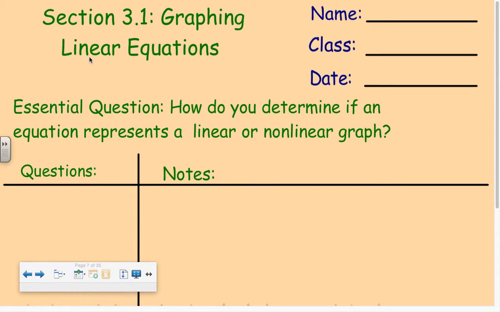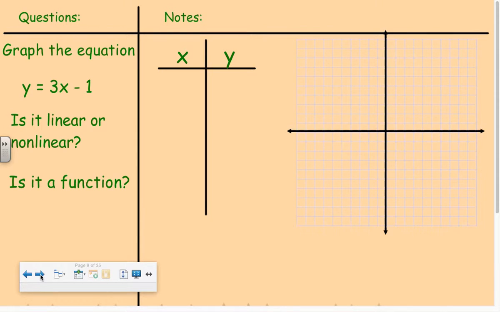Section 3.1, Graphing Linear Equations. Essential question: How do you determine if an equation represents a linear or nonlinear graph? Alright, so we're going to graph the equation y equals 3x minus 1, and we're going to determine if it's linear or nonlinear and if it's a function.